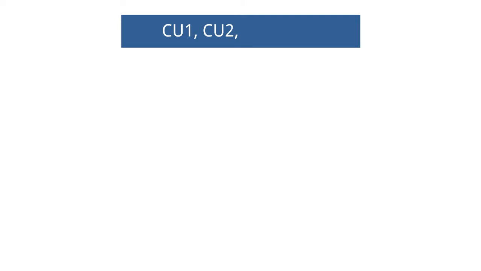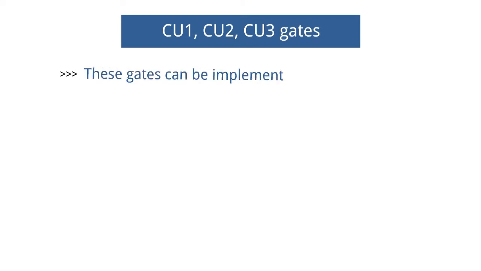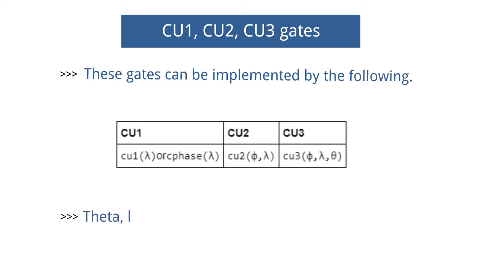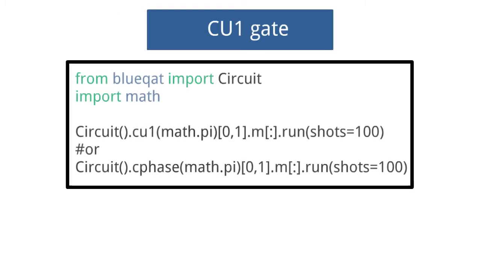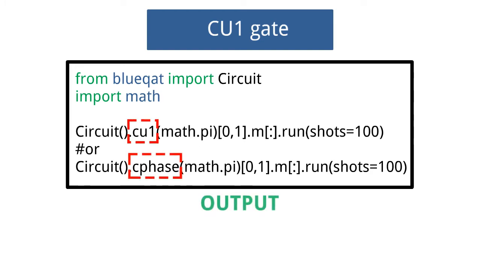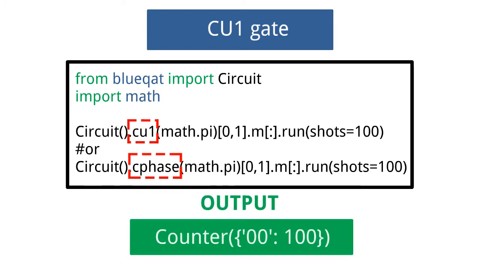CU1, CU2, CU3 gates. These gates can be implemented by the following. Theta, lambda, and phi remain the same for CU1, CU2 and CU3 gates. CU1 gate. Here we can use the CU1 or CPhase keyword. If we run this code, then we will get 00 as output.